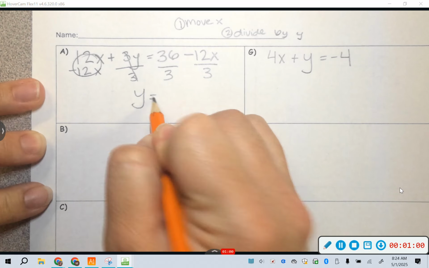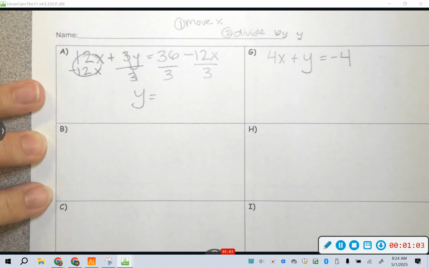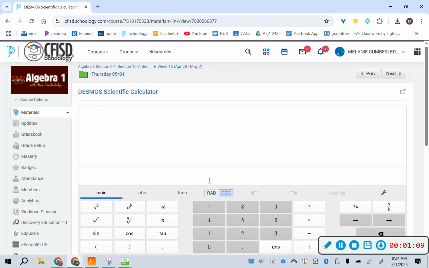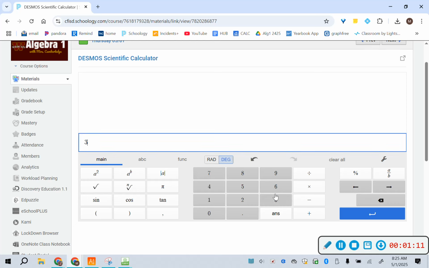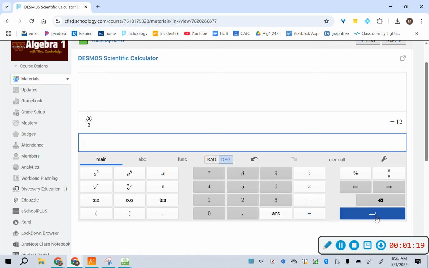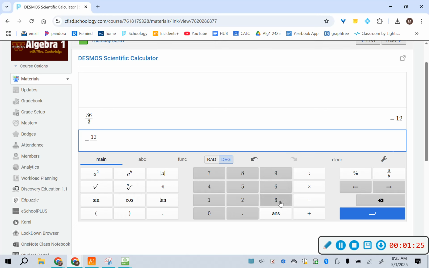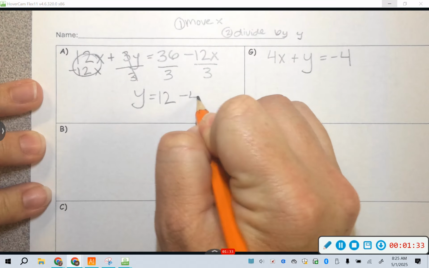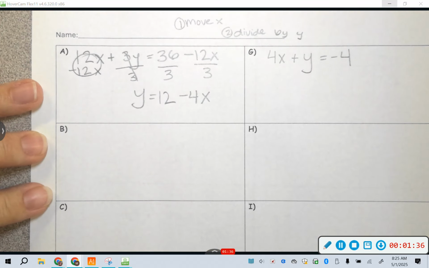So this is why y'all are only using the scientific calculator, which I think I have pulled out. I do. Okay. And we are going to do 36 divided by 3, which is 12. Some of these you can do by yourself, and that's fine. And then we're going to do negative 12 divided by 3, and that gives me negative 4. So 36 divided by 3 gave me 12. Negative 12 divided by 3 gave me negative 4. Don't forget to bring down your x. Everybody okay with that?